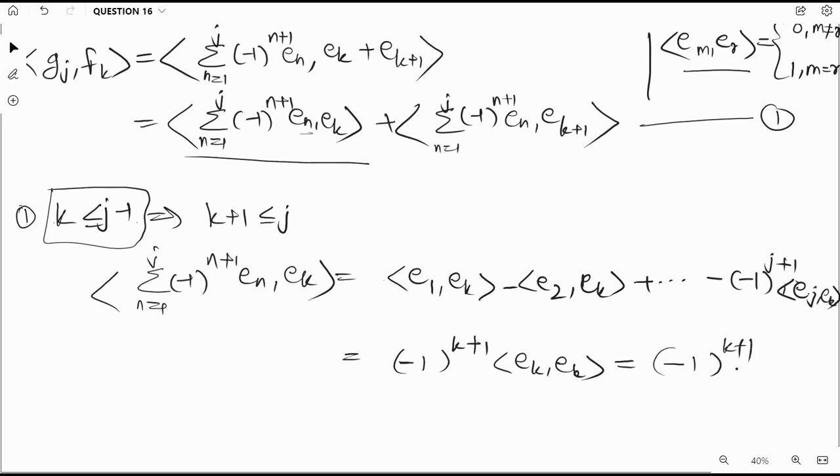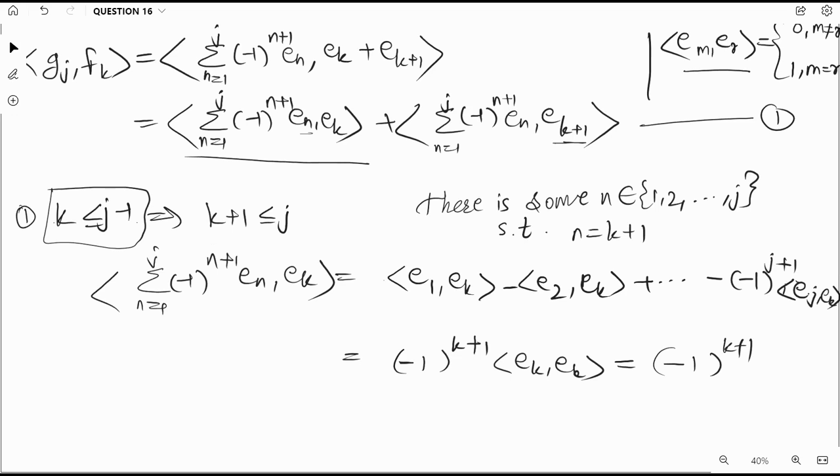Similarly for the second term, note that the second term of the inner product is e_{k+1}, and k plus 1 is less than or equal to j. So this means that there is some n belonging to 1 to j such that n is equal to k plus 1.